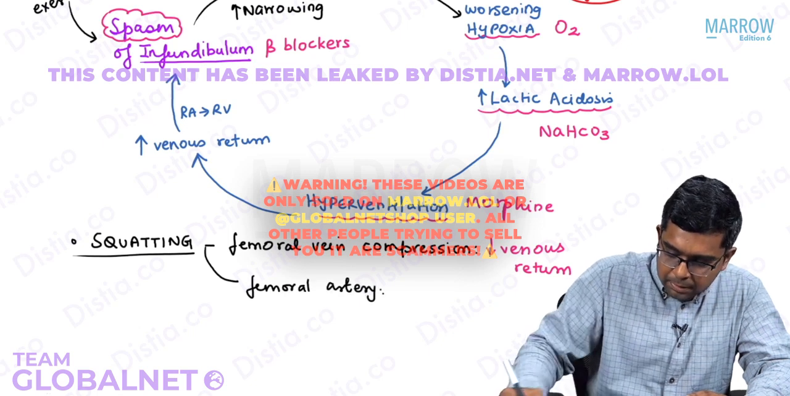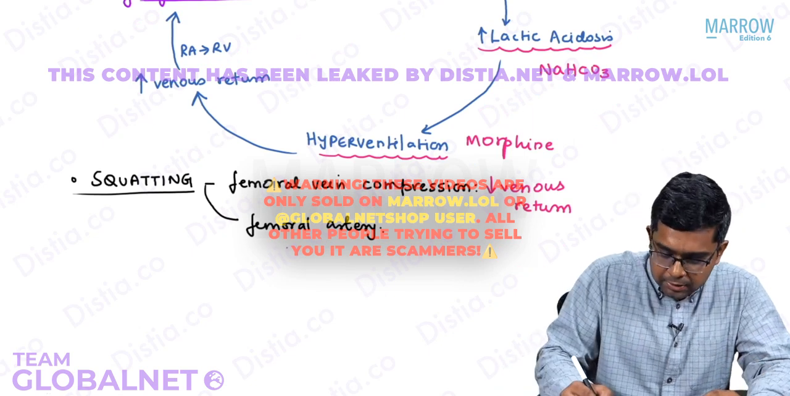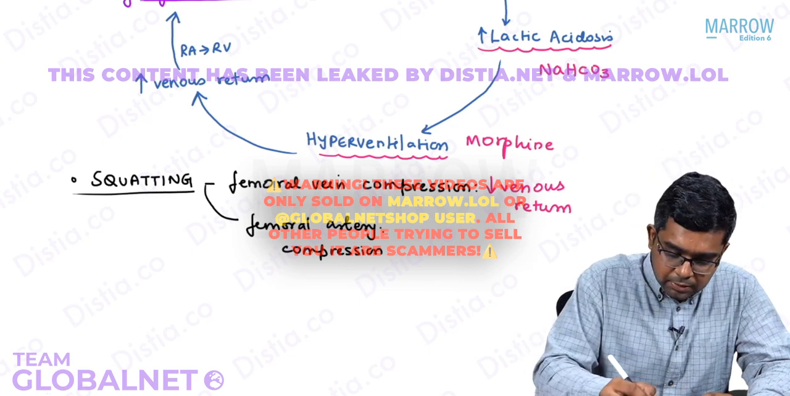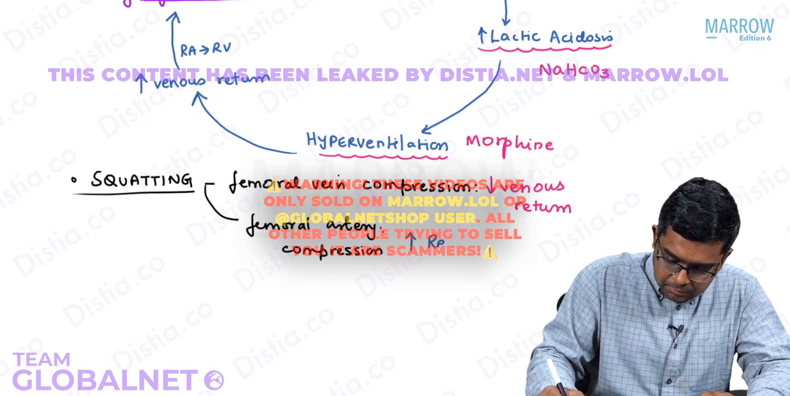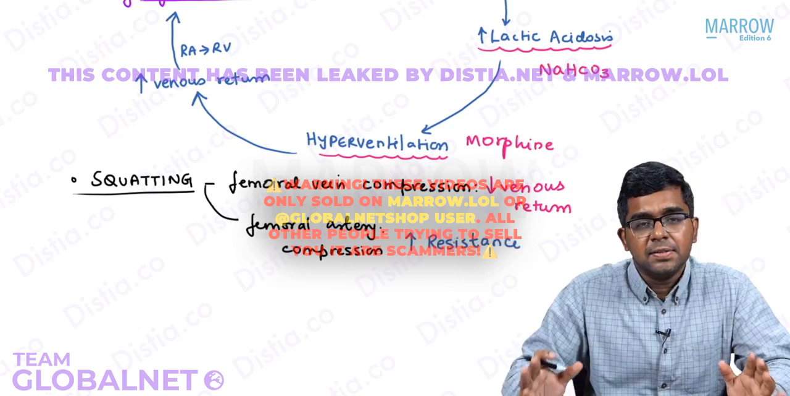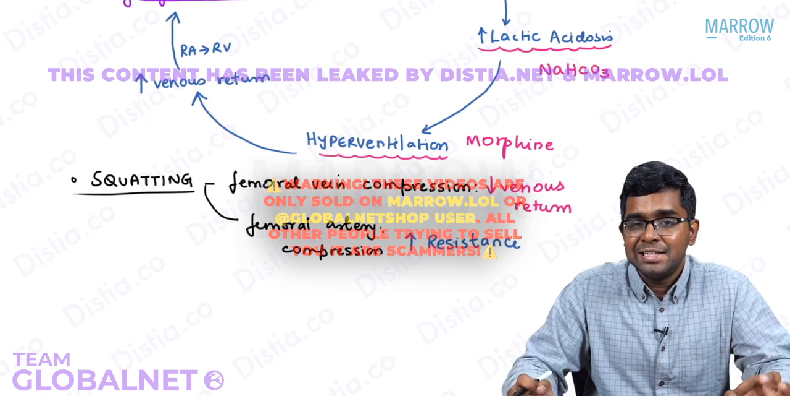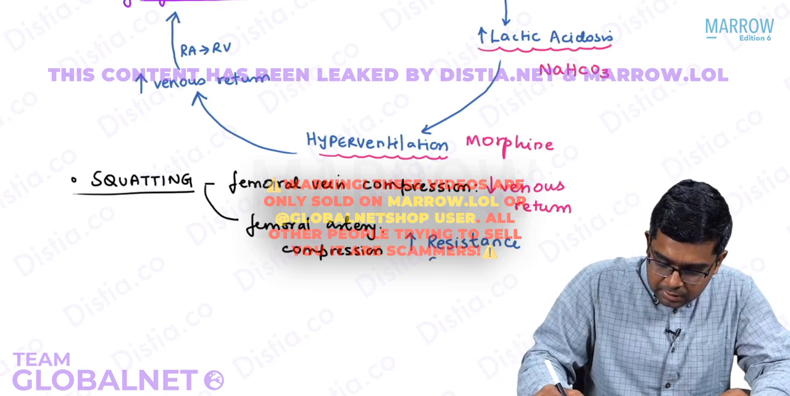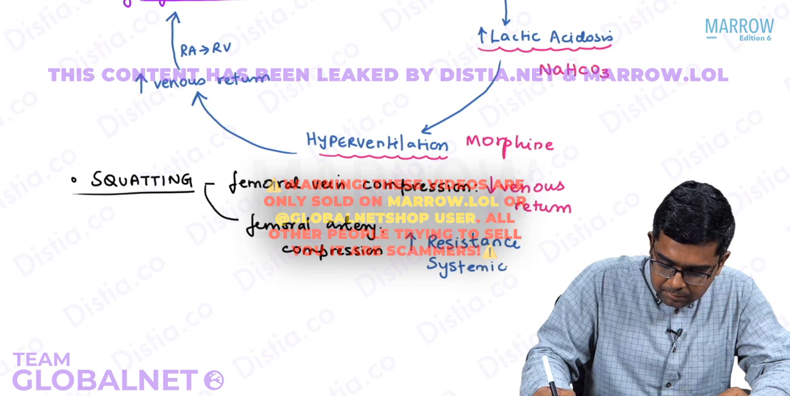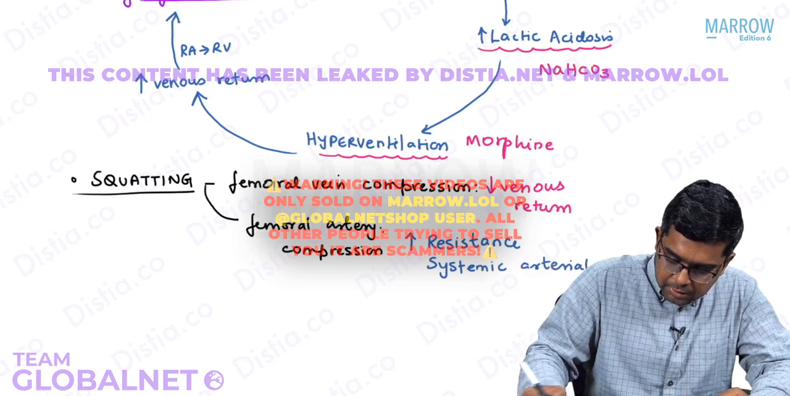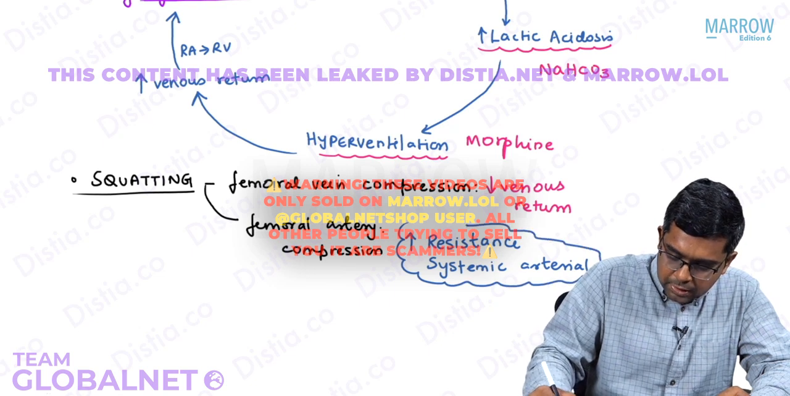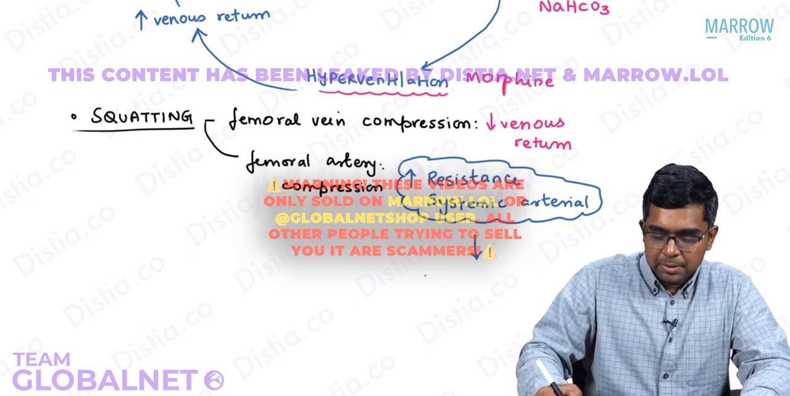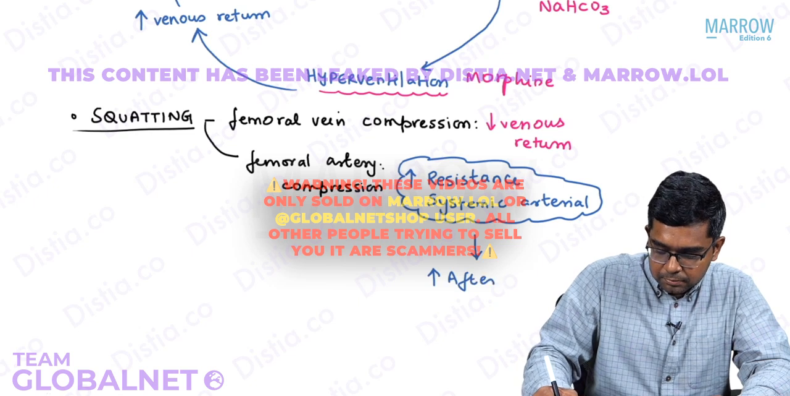The femoral artery is a part of the systemic arteries. So when the femoral artery is undergoing compression, what will happen to the pressure in the femoral artery? It will increase, or in other words, there is an increase in the resistance of the femoral artery. The increased resistance in the femoral artery will be reflected as increased resistance in the systemic arteries as well. Or in other words, there is an increase in systemic arterial resistance. So what is the advantage? Let us look at it like this. Increased systemic arterial resistance means there is an increase in the afterload of the heart.